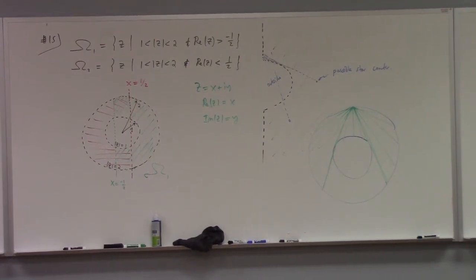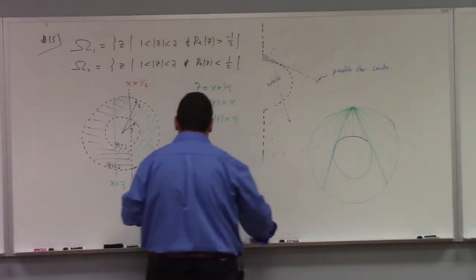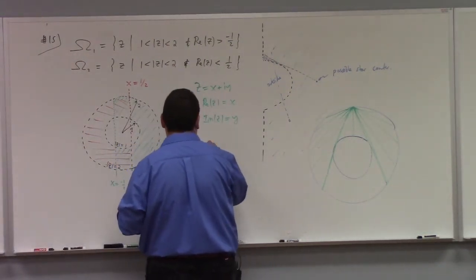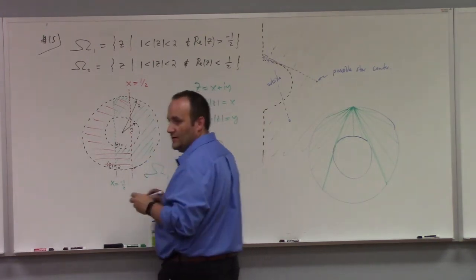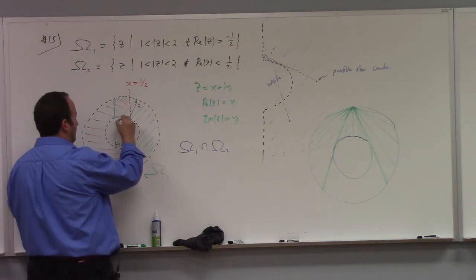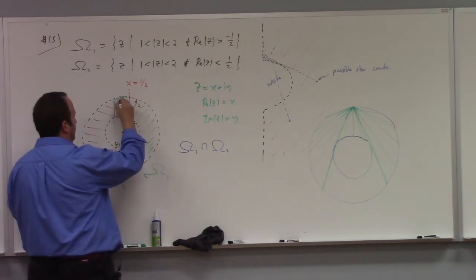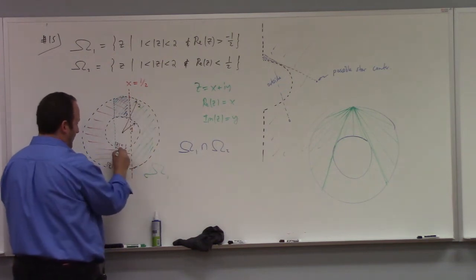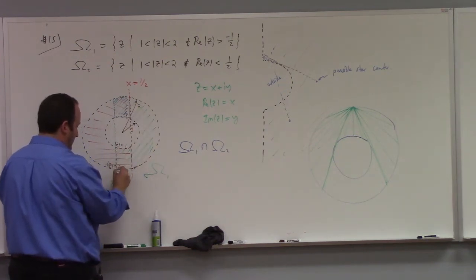So we were just talking about eating cookies and such, but anyway, there's omega 1, there's omega 2. What happens when you take the intersection? What's the intersection of omega 1 and omega 2? That means we're looking at where all conditions are met, and that's just this right here, and this down here.